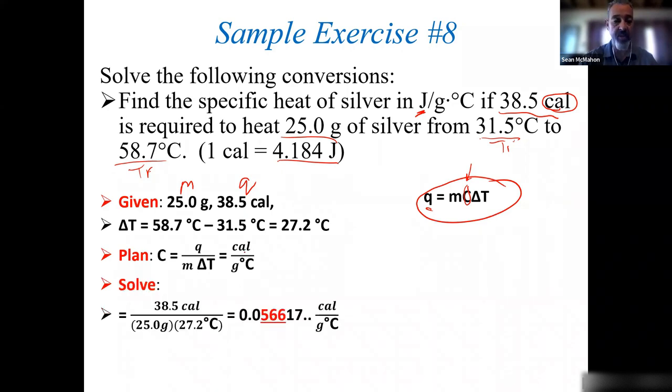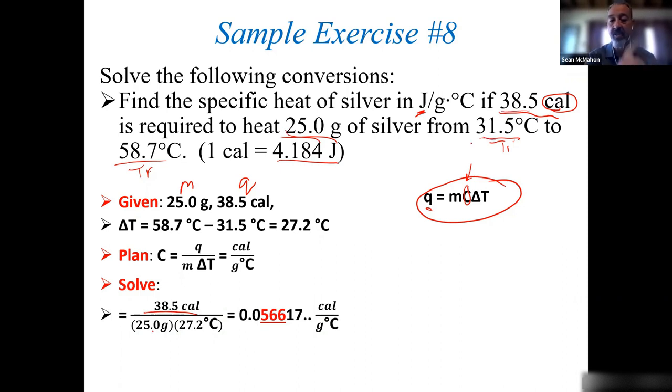So I plug in my values. There's 38.5 calories that are absorbed by the silver, there's 25 grams of the silver, and there's 27.2 degrees Celsius of change. I get this value, and it actually goes on and on. I'm underlining in red that there should be 3 sig figs because I have 3 sig figs in my numbers here.